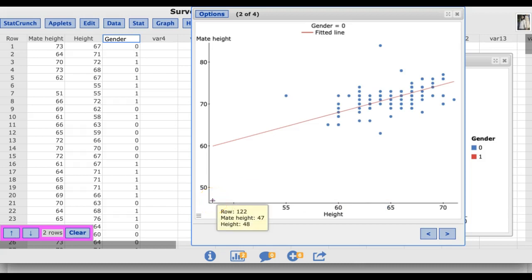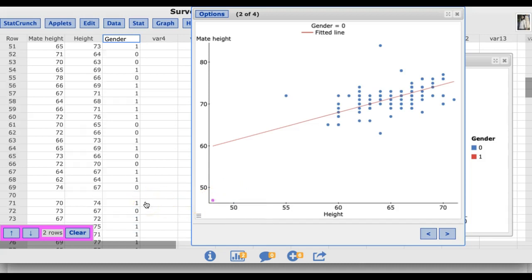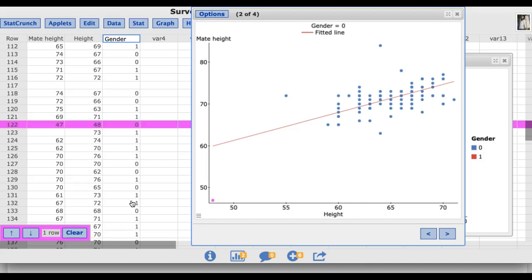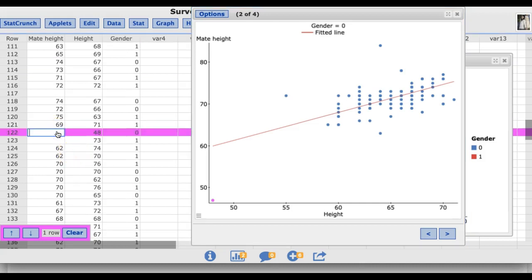If I highlight over it, it's saying, remember this is for females, we have a female who's 48 inches tall, so roughly 4 feet, and their ideal mate height is 1 inch shorter than them. So we can even dig into this a little deeper and say, this is definitely an outlier. Is it influential? I can go into this data set here, find this point, and I can say, you know what? See ya. I could just remove it.